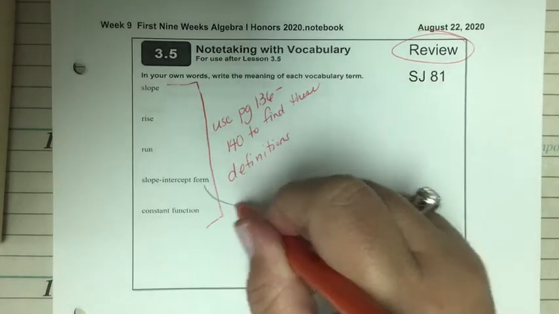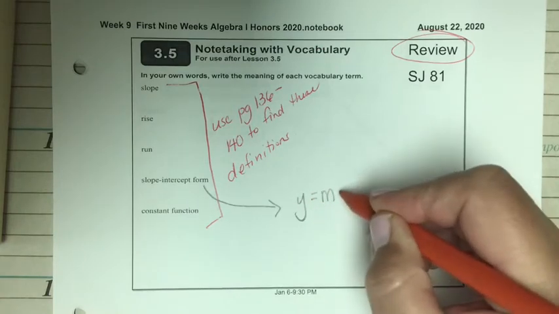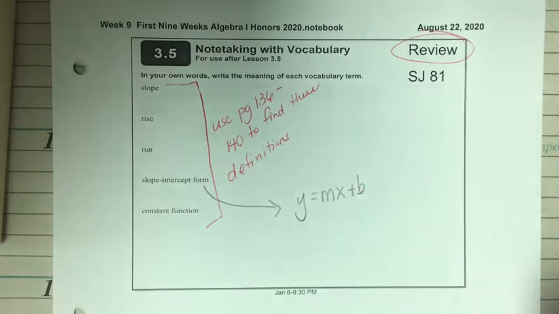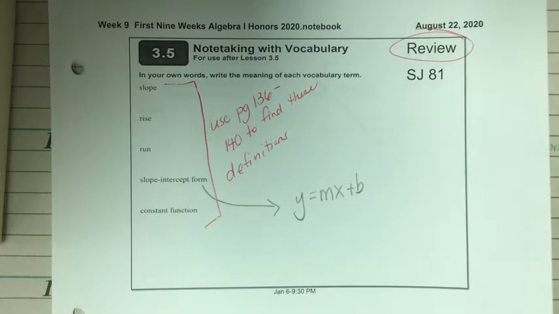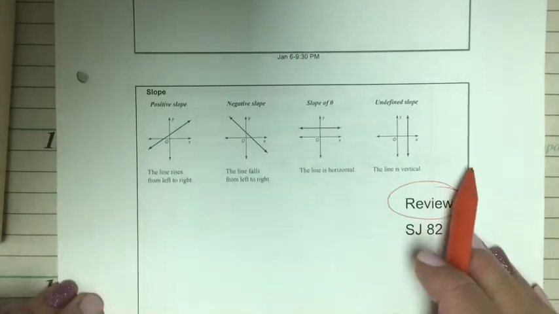And you definitely need to know when you hear slope-intercept form, y equals mx plus b. So please make sure to look that up. We're just talking about linear functions here. Well, not all of these are linear functions.